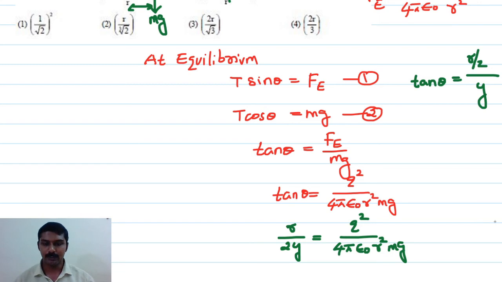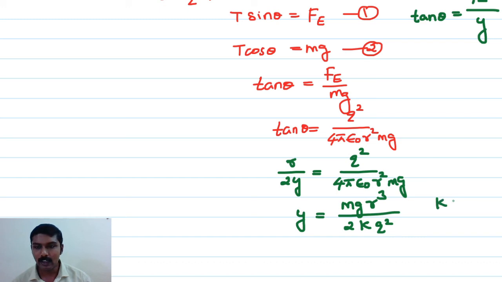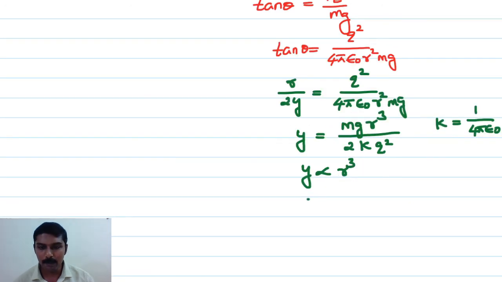So that was the equation. For y, we can write it down. If I take all these terms together, you will get y is equal to mg r cube, since both r and r are there, divided by 2 times k q square, where I have taken k equal to 1 by 4 pi epsilon naught. So you will get y is proportional to r cube. R will be proportional to y to the power 1 over 3.